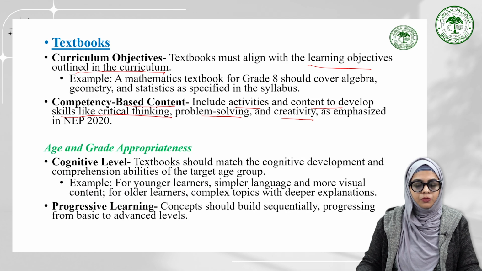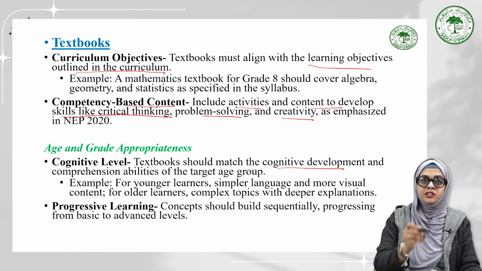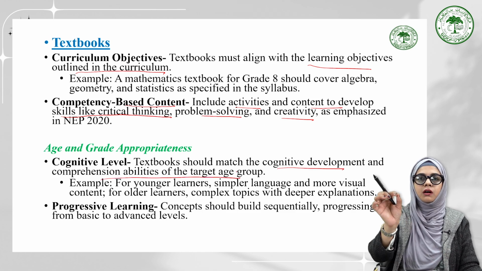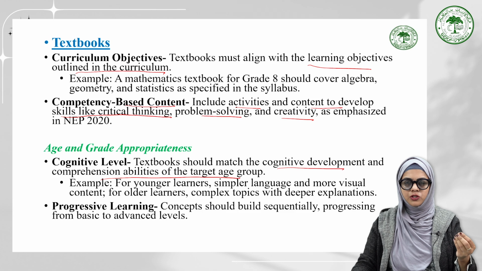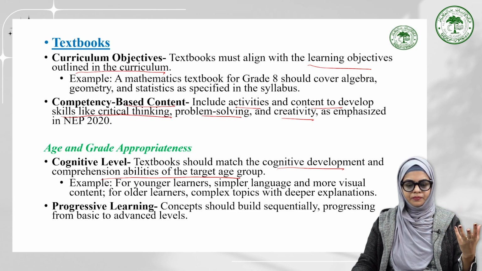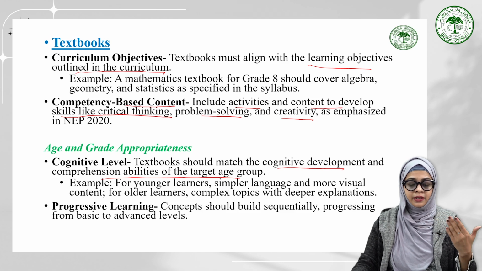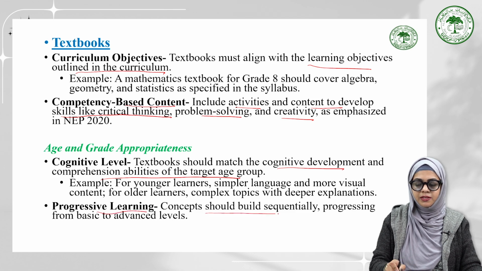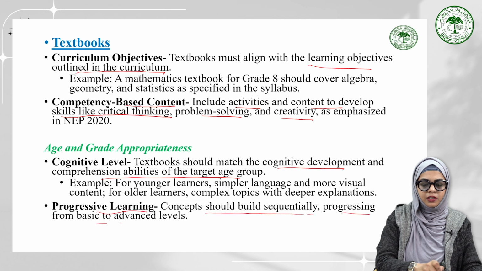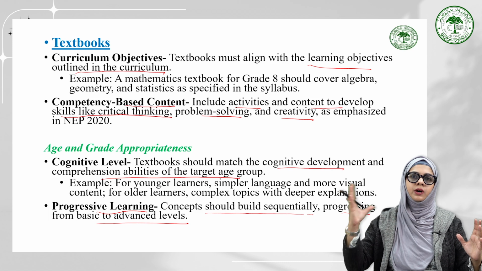Moreover, the textbook should also match the cognitive development as well as the comprehension ability of the target group it is meant for. So for younger children, the textbook could have simpler language and more visuals. For an older learner, it could have complex topics with deeper explanation and a deeper set of examples, so the learner can easily understand. Moreover, it should be progressive learning. That means concepts should progress sequentially from basic to advanced, from concrete to abstract, moving towards a more advanced level.